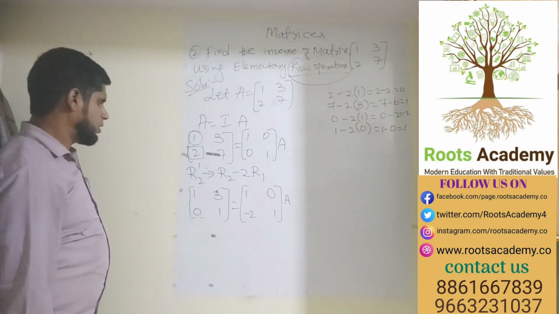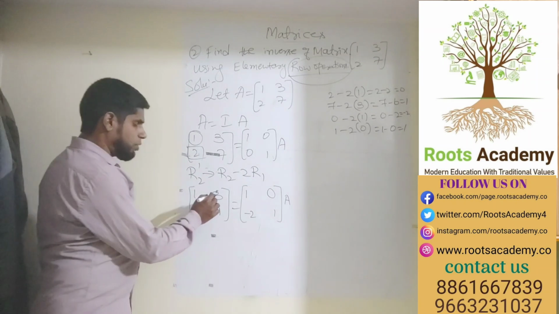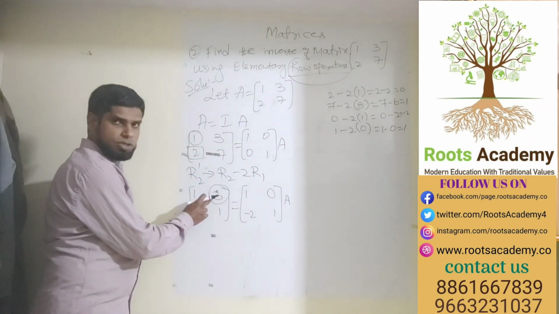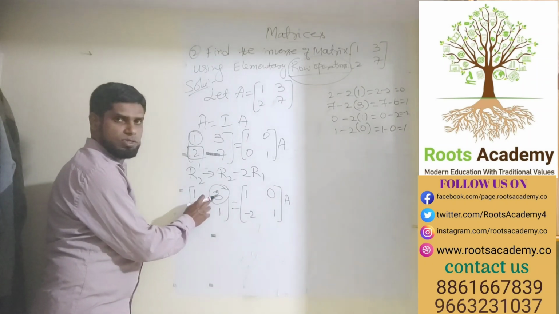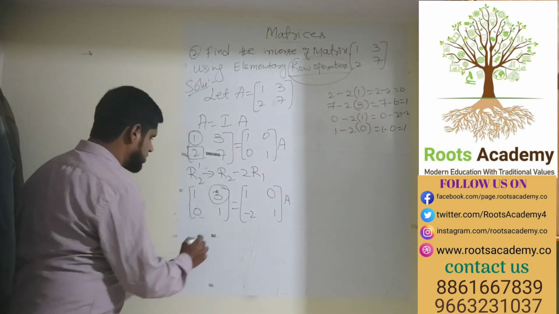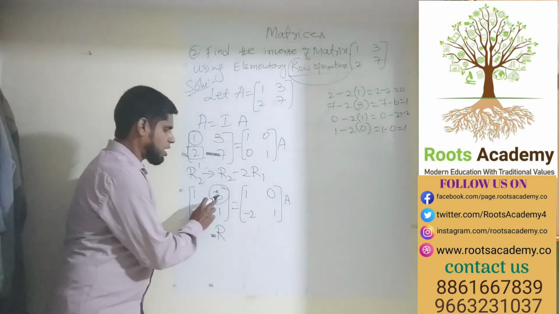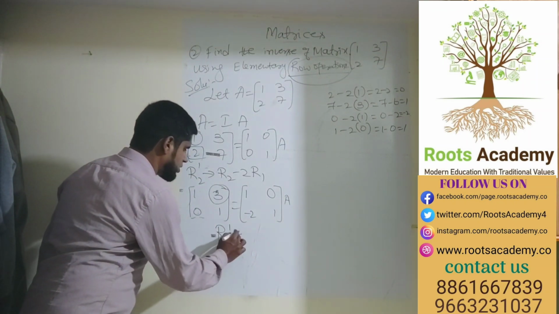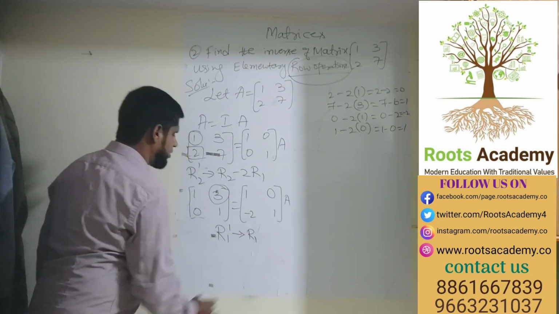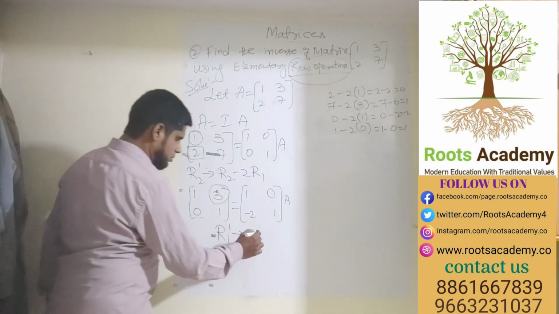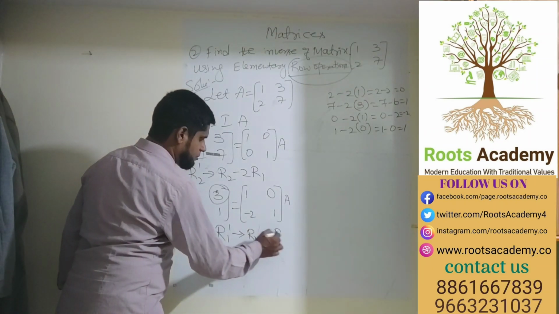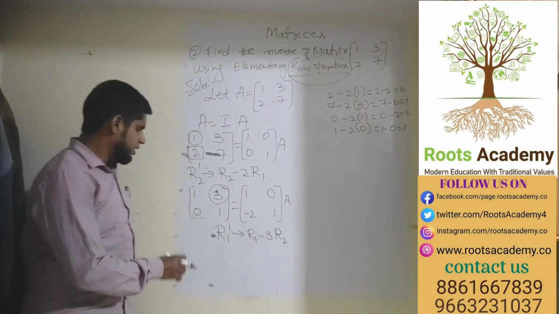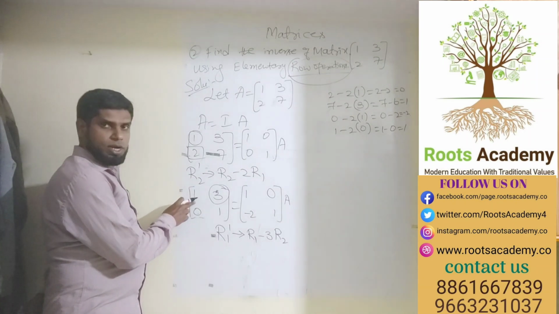Now student, the next is only this element I should change. This 3 I should change, and I need 0 in place of 3. So what is the transformation? Since this is in R1, the first row, the transformation is R1 dash changes to R1 minus 3 times R2. So student, what I am doing here is, this should not change.